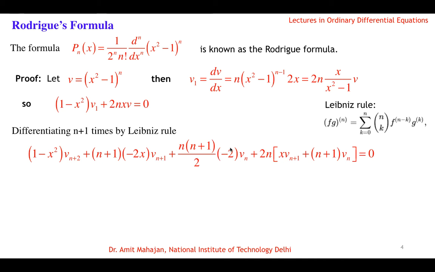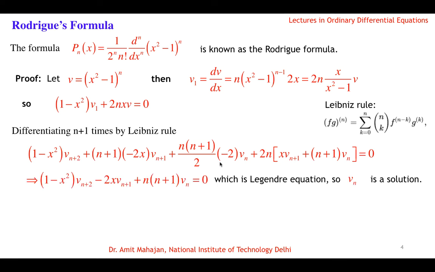So we can cancel out and rearrange this equation. If we rearrange, we find (1 minus x squared) v(n+2) minus 2x v(n+1) plus n(n+1) vn equals 0, which is a Legendre differential equation. So this function vn satisfies the Legendre differential equation. That means vn is a solution of this Legendre equation.